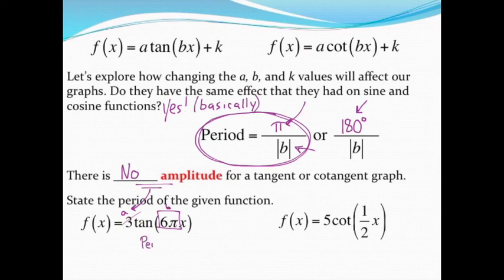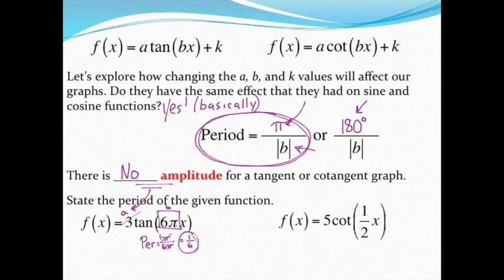To find the period of a tangent or cotangent graph, we're going to do pi, the normal period, divided by our b value. So pi divided by 6 pi in this case, or throw the 1 up there if you want to. The pi's will cross out, and so the period is just 1 over 6. The period has been shortened in this case because of the larger b value.